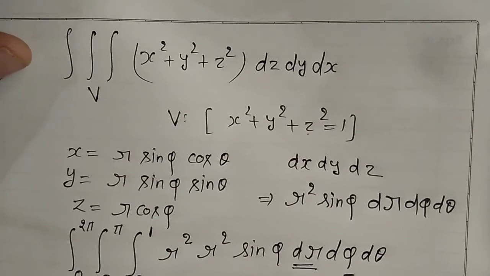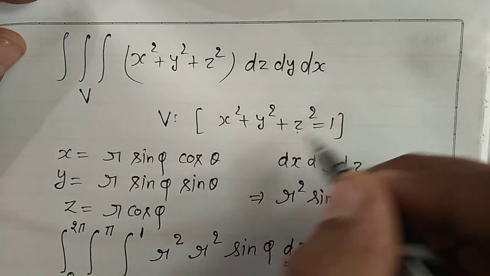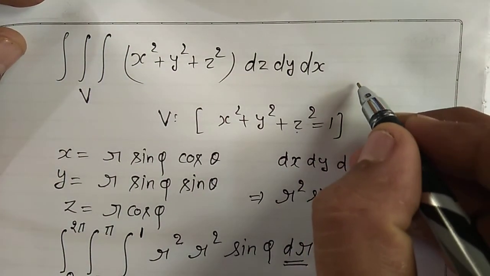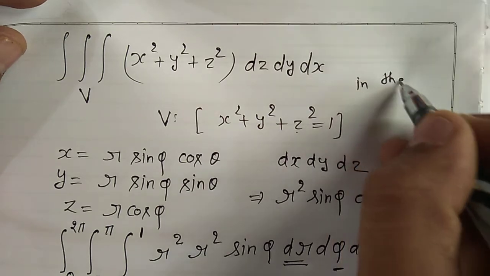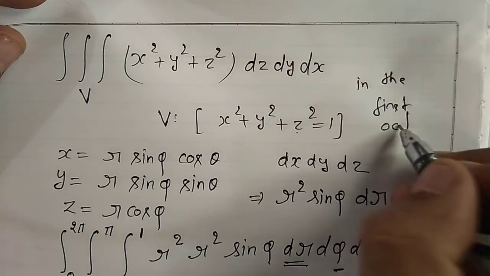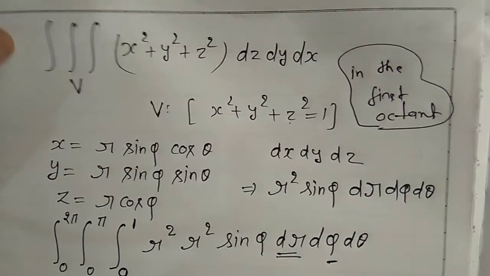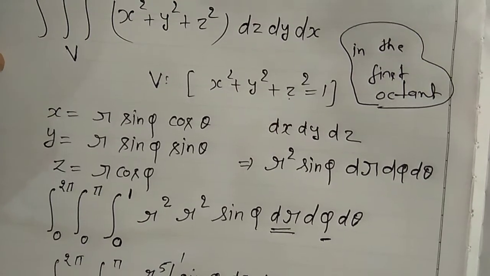Now in the same problem, if you take the region in this sphere in the first octant, everything is the same, only the limit part will change.